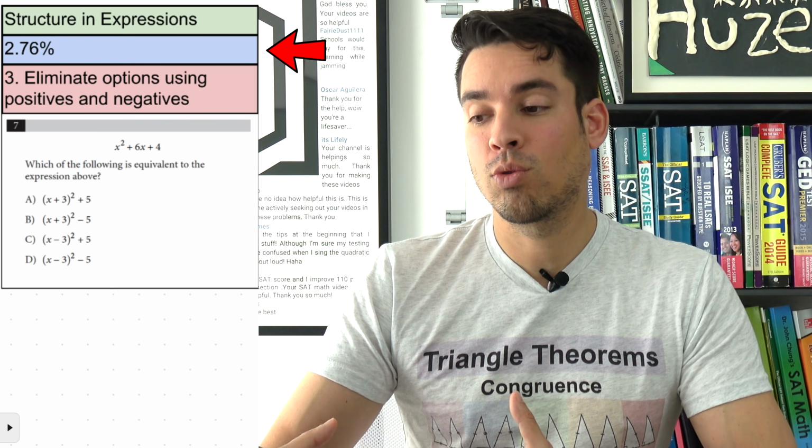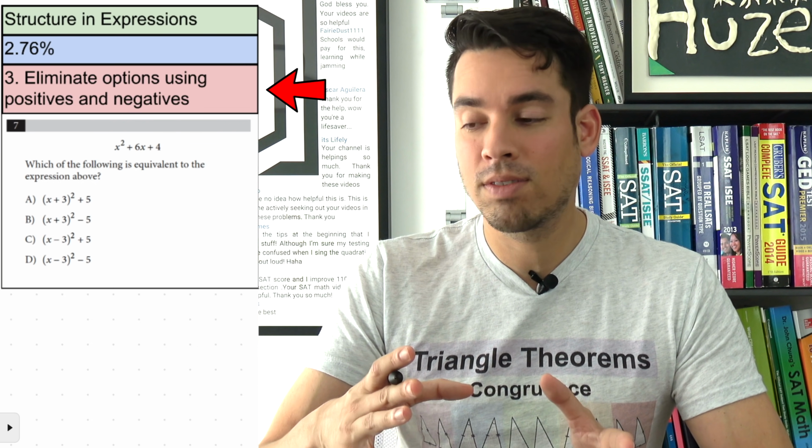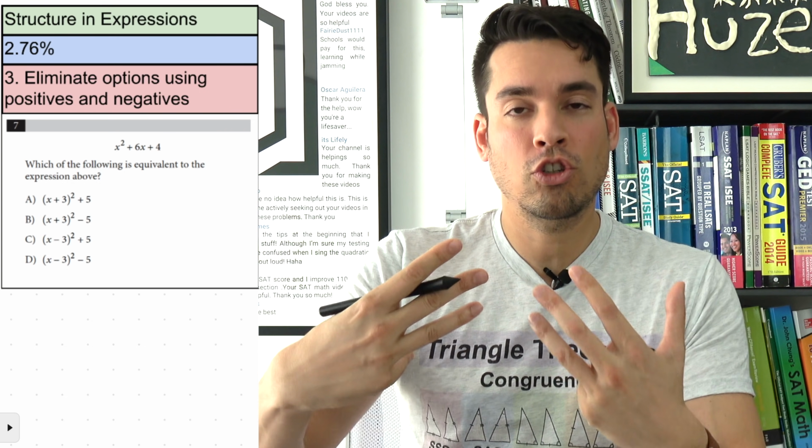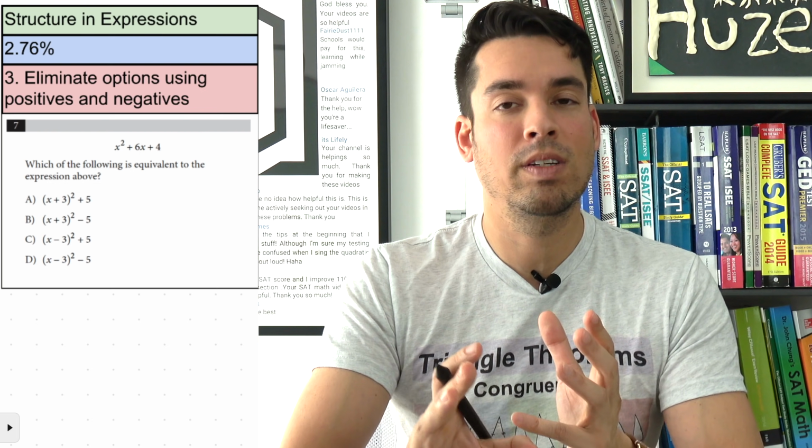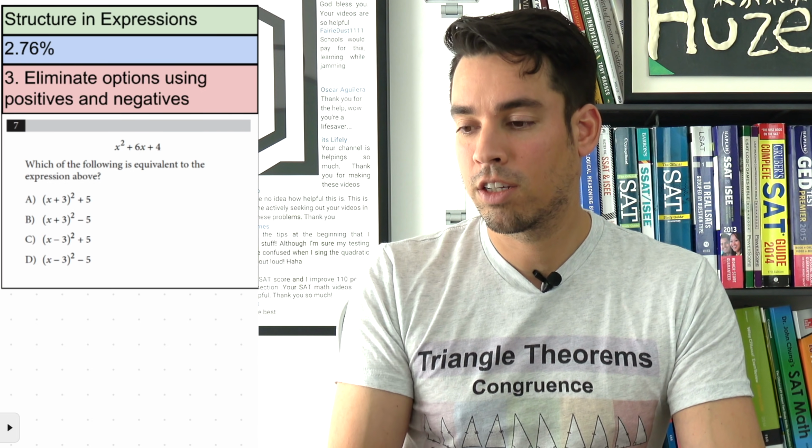The next category is structure in expressions, which constitutes 2.76% of the math content. And the strategy here is to eliminate options using positives and negatives.